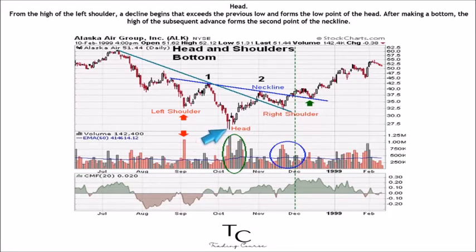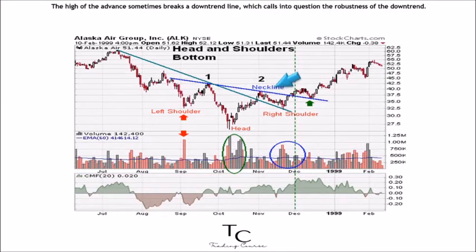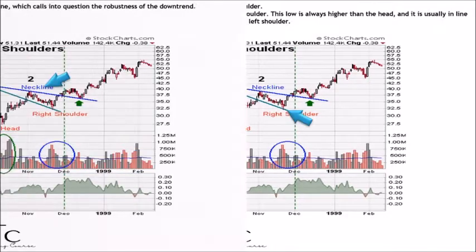Head. From the high of the left shoulder, a decline begins that exceeds the previous low and forms the low point of the head. After making a bottom, the high of the subsequent advance forms the second point of the neckline. The high of the advance sometimes breaks a downtrend line, which calls into question the robustness of the downtrend.